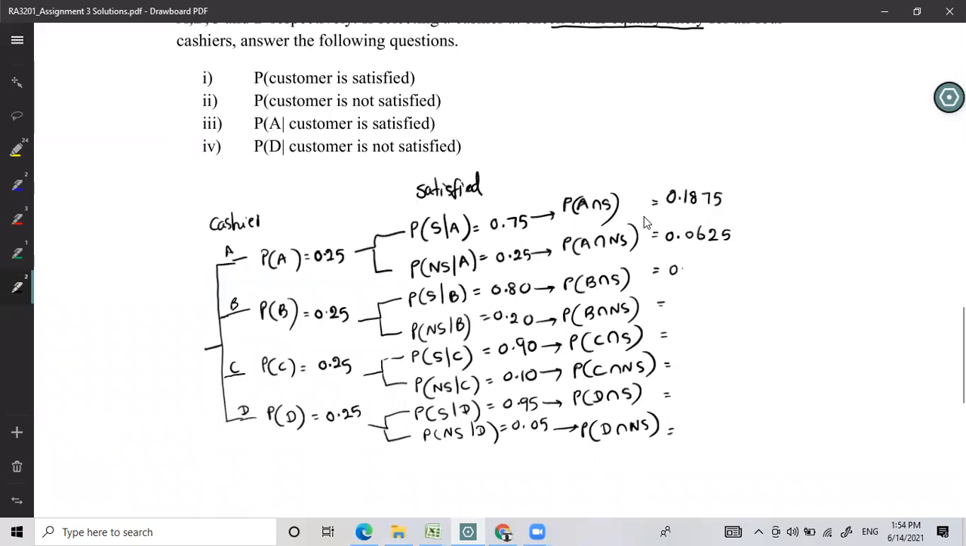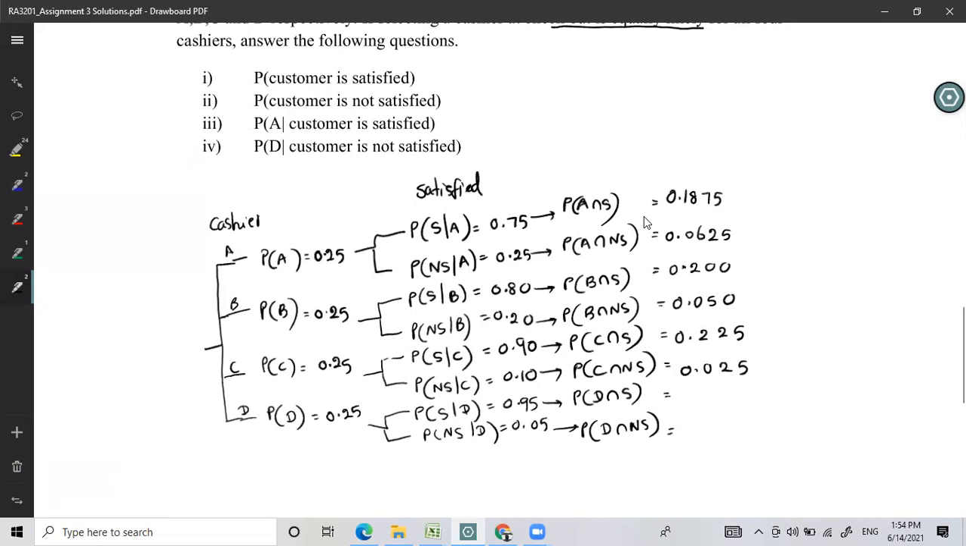So it is 0.25 times 0.8 is 0.2. Then you have 0.25 times 0.2 is 0.05. Then you have 0.25 times 0.9 is 0.225. And then 0.25 times 0.1 is 0.025.